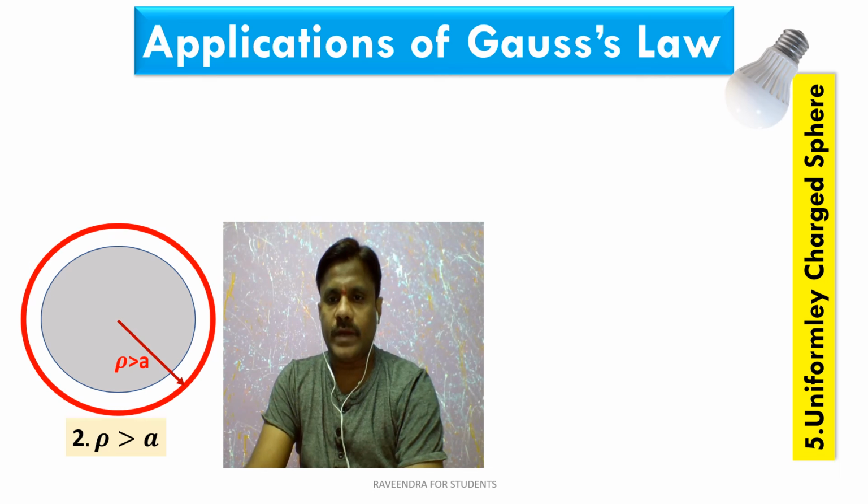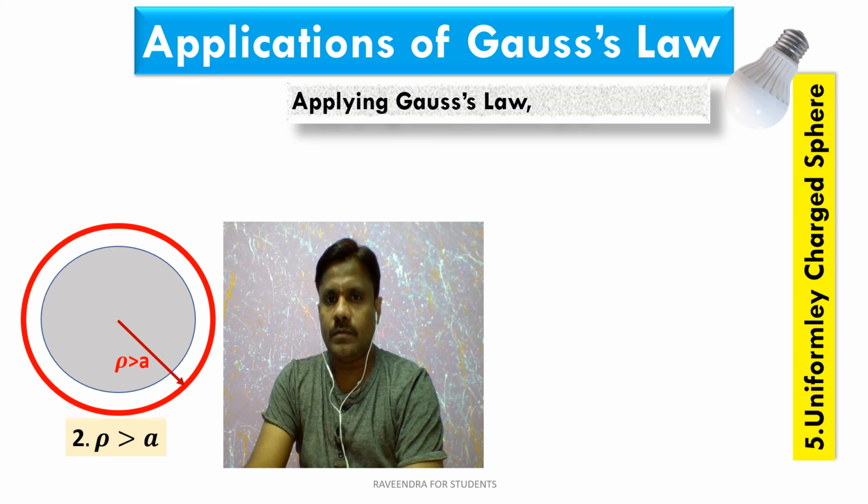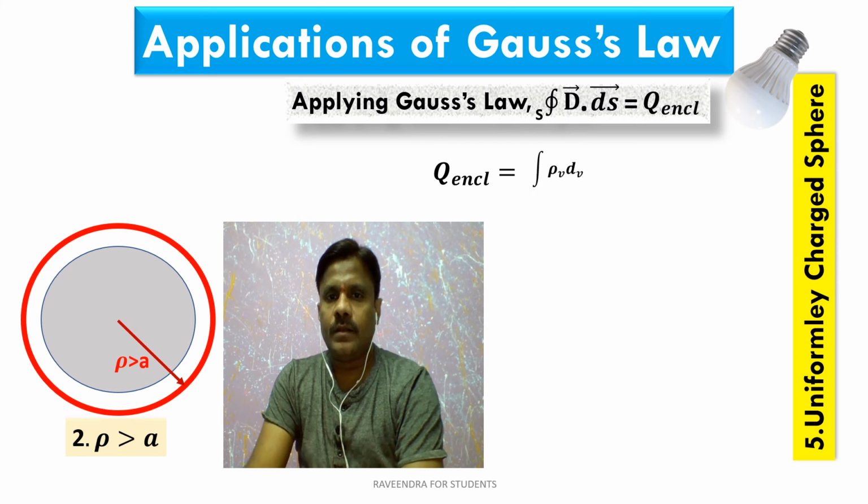Now we have to apply our Gauss law to another Gaussian surface which is having a radius greater than the original radius a, as usual. Applying Gauss law means that closed integral over s D bar dot ds bar should be equal to the total charge enclosed. So let us calculate the total charge enclosed first. So Q enclosed is given by integral over v rho v dv, which can be written as rho v into integral over v dv.